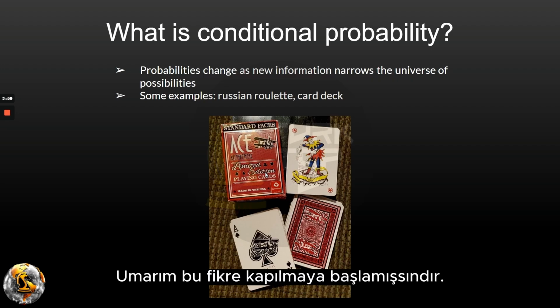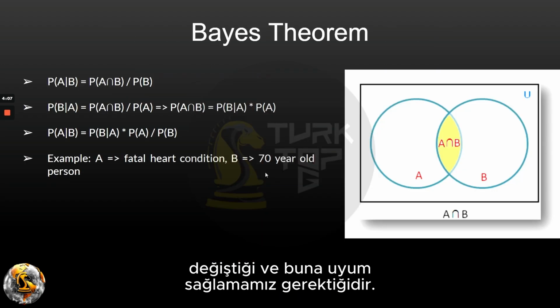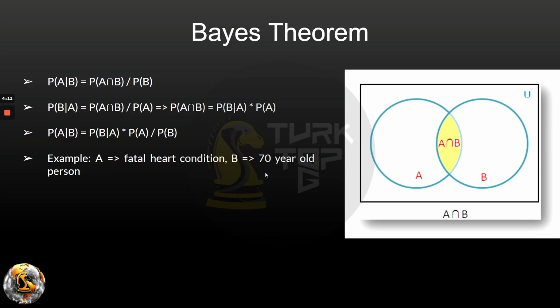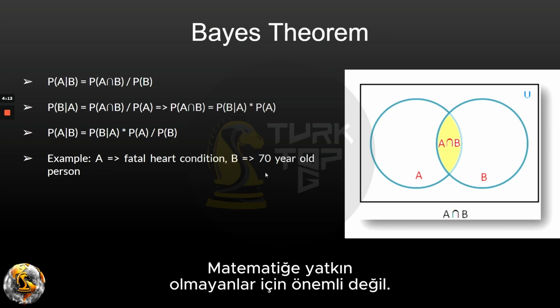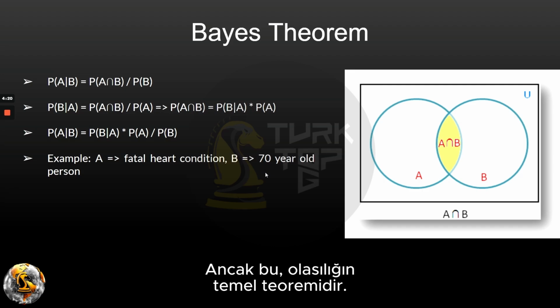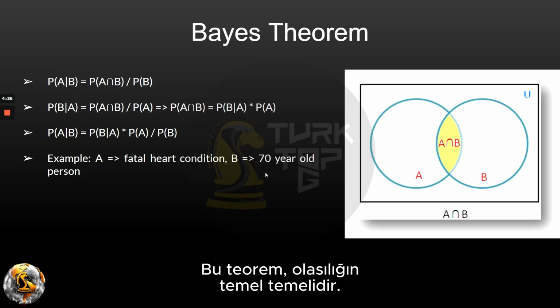I hope you are starting to get this idea. The basic idea is that as we get more information, the odds change and we have to adapt with that. So let's go into some of the mathematics behind this. For those who are not mathematically inclined, it doesn't matter. I will try to simplify it as much as possible. But this is the core theorem of probability. Think of how you have Pythagoras theorem for geometry. Bayes theorem is the core foundation of probability.